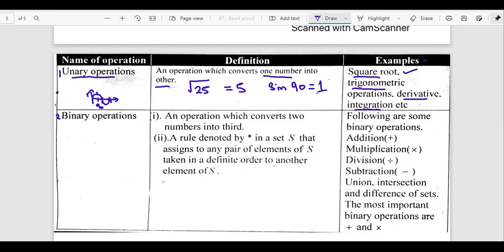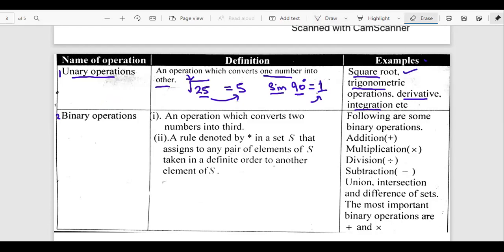Here the thing which we are discussing is that unary operation is an operation which basically converts one number into another, right? So like first we discussed square root. It is converting 25 to 5. So it is a unary operation. Then we are discussing sine. It is a trigonometric operation which basically is converting 90 degrees to 1, right? So clearly, and you know why sine 90 is 1, right?